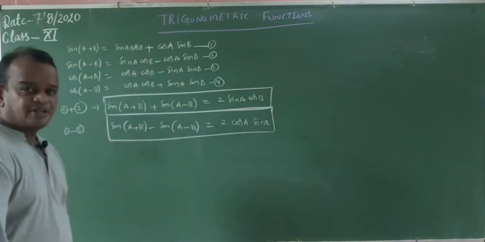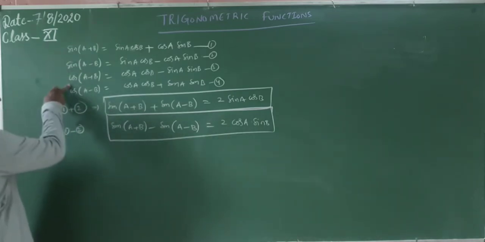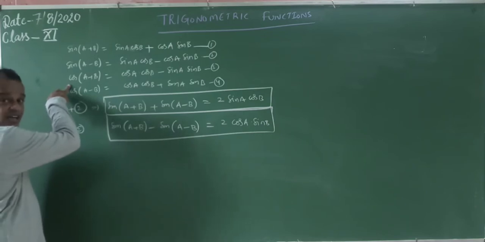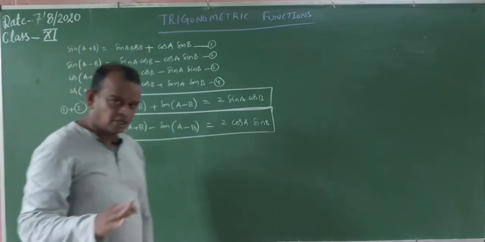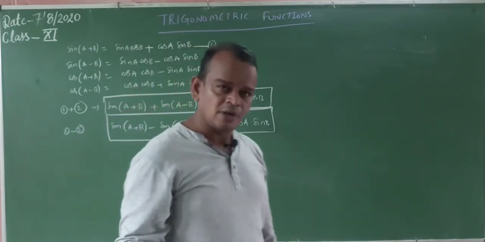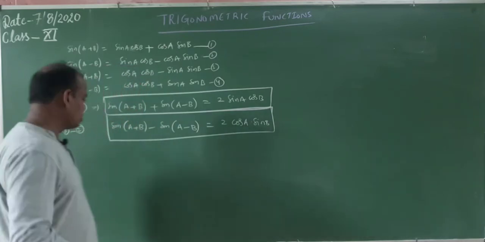Cos A sin B. Next, third plus 4. Not adding these two. Why? Different trigonometric ratios, we cannot add. Okay. For suppose you add, no problem, but one must and should change.